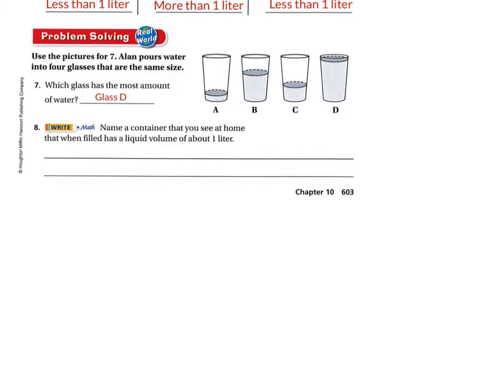Okay, the directions here were really important. It says to use the pictures for number 7. Alan pours water into 4 glasses that are the same size. So we can see the 4 glasses here. The shaded part on the glass shows how much water is in each of them. So if I look at number 7, it says which glass has the most amount of water. You should be able to visually see that D has the most. It goes up higher. It fills almost the whole glass. None of the other glasses do that. So D definitely has the most.